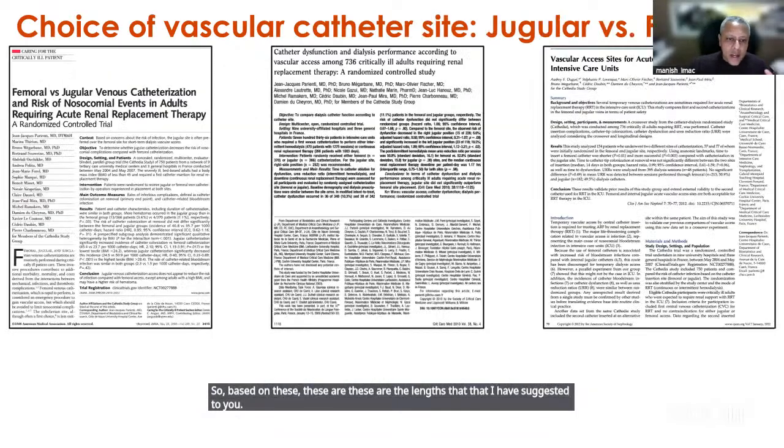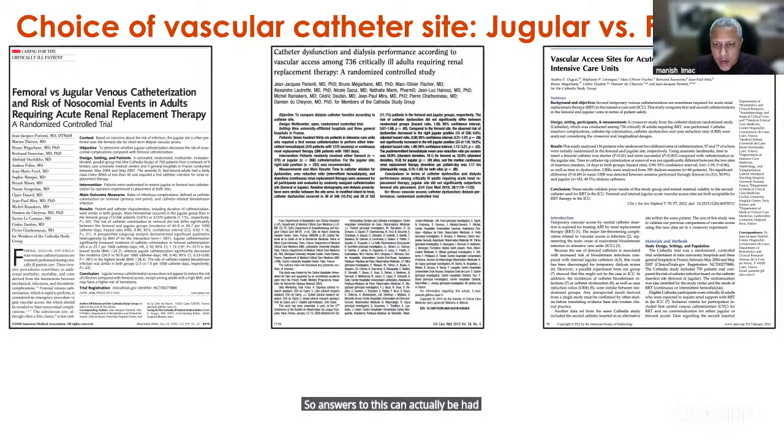Now, assuming that you had all the veins available, you had a right IJ, you had left IJ, you had femoral veins, how do you make a choice? Which vein will I cannulate? So answers to this can actually be had from the Cathedia trial and the ensuing studies from those trials.